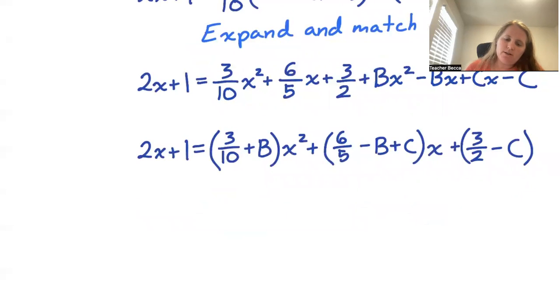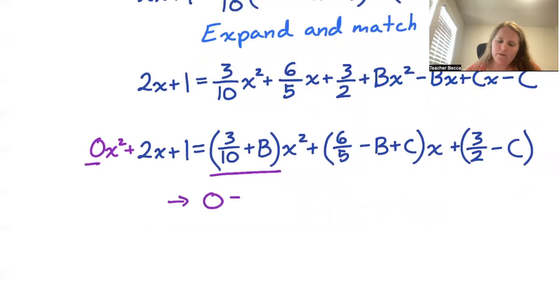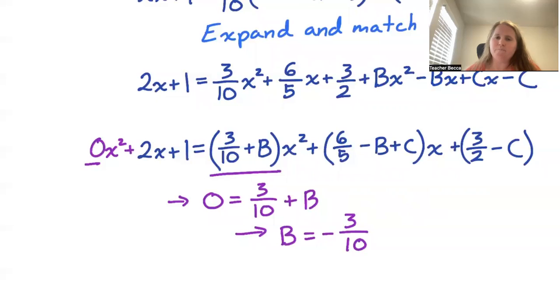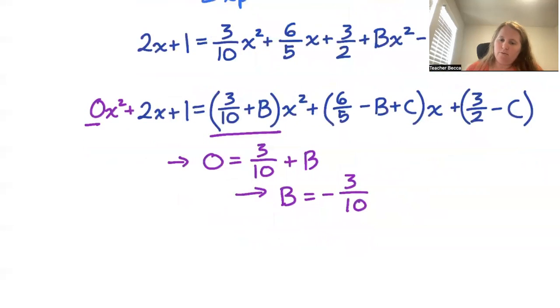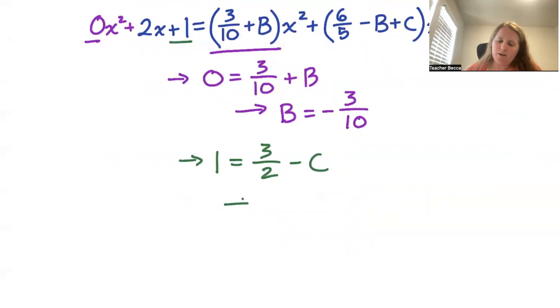So matching coefficients, there's an invisible 0x squared on the left-hand side. So we can match that 0 with a 3/10 plus B. So we have 0 is 3/10 plus B, means that B better be equal to negative 3/10. If we use the constant term as well, we have a plus 1 matched with a 3/2 minus C. So we have 1 is equal to 3/2 minus C. That means that C better be equal to 1/2.